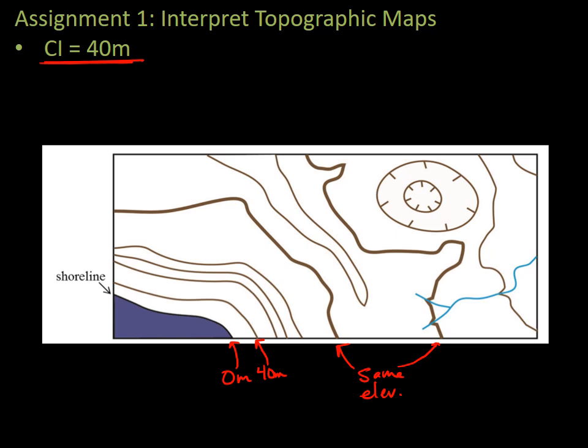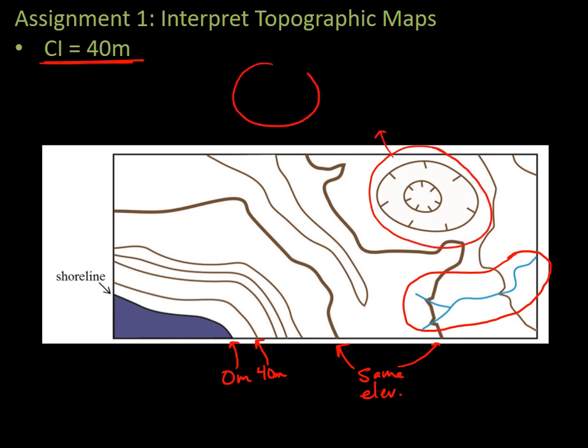Second hint is this stream over here. This blue line represents a stream. And streams, as they flow downhill, they can join together, but they don't split. Say that again. Streams, as they flow downhill, they join together, but they don't split. So given that, you should be able to figure out which way the stream is flowing, and therefore which way is downhill on this segment of the map. The last hint is this feature here.